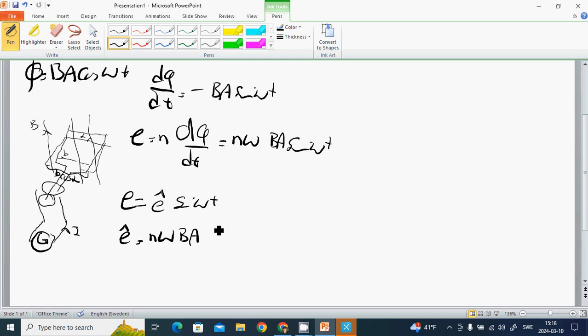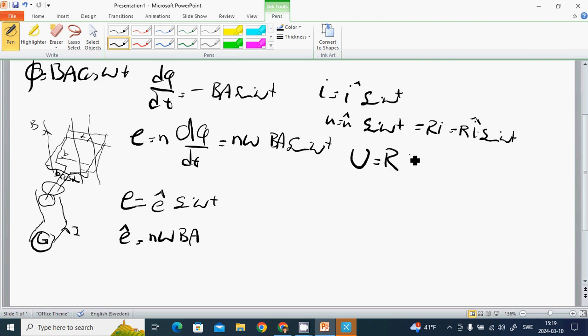And in the same way, we have I equals to I hat sinus omega t. U is U hat sinus omega t, which is Ri, and U hat, it is Ri hat sinus omega t, and U is Ri.